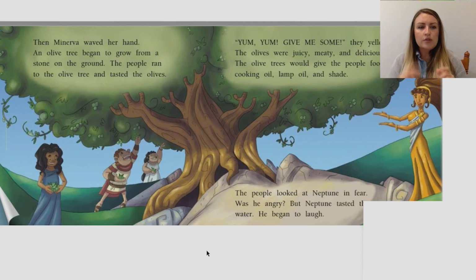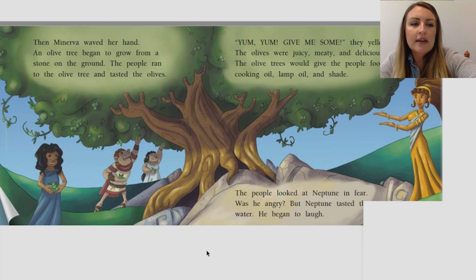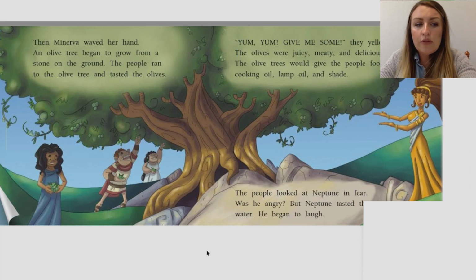Let's add some more notes to our note taker. First, make another bullet point under your notes like this, and let's think. Minerva gave the gift of the olive tree. People loved it, but they could use it for many things. However, they were fearful of how Neptune reacts. So I'm going to write a few words to help me remember this part. You can copy me or come up with your own. I'm going to write Minerva's gift, olive tree, people scared.